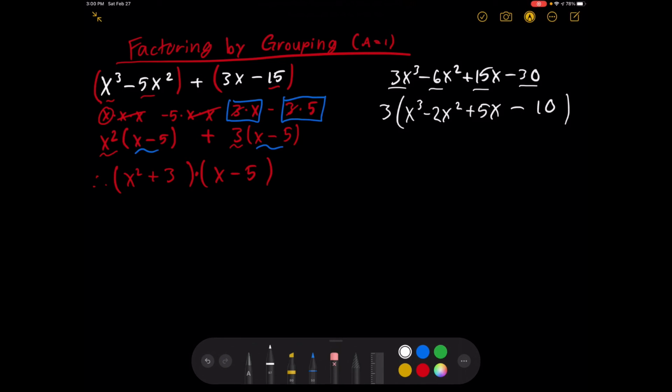So now that we've got the 3, you can just keep it on the outside. Don't even worry about it, because when you finish the problem, it's still going to be on the outside. That should always be your first thing that you look for. Like, can I take something out of every single value? So we've got left in there x cubed minus 2x squared plus 5x minus 10. Now what I want you to do is, exactly like I did the last problem, just try it out with what's left in those parentheses. Don't worry about the 3 on the outside, just try it out and I'll show you the answer in a second.